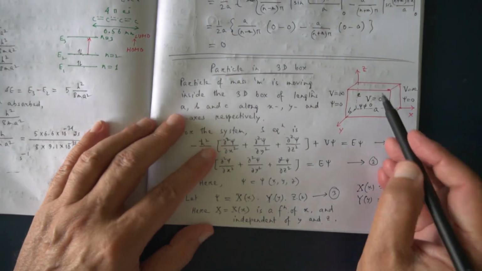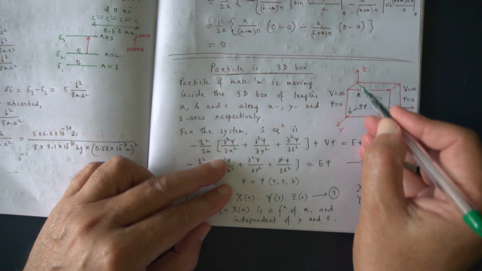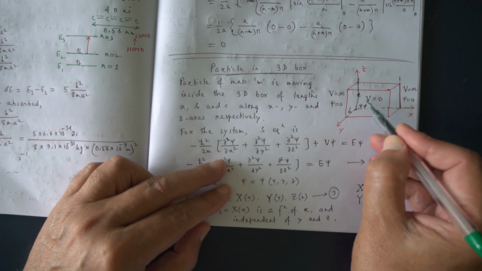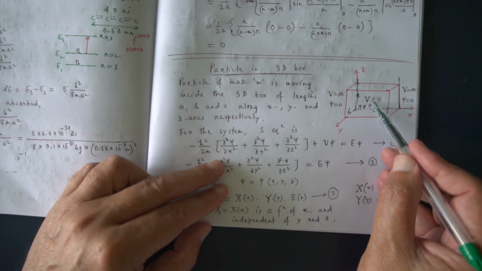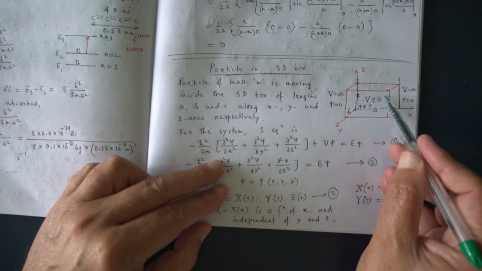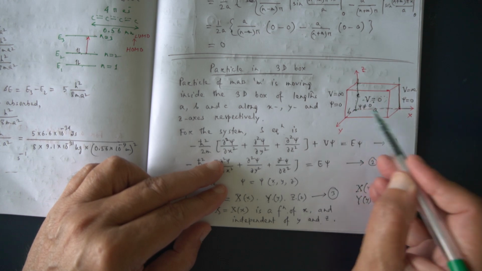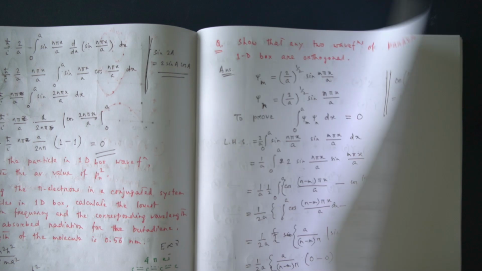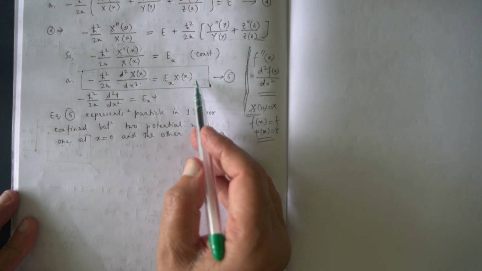Now you see, this is x, this is the wall. Inside these two walls potential energy is 0. The particle is moving here, and here x equals 0, here x equals a, so the length of the box is a. So this equation represents a particle in a one-dimensional box only.